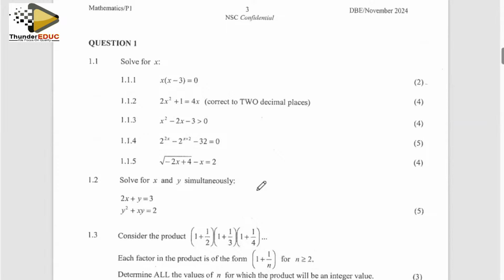And 1.1, they want us to solve for x. So what we can see is that in 1.1.1, we have dot product, or we have vectors. So x multiplied by x minus 3 is equal to 0. So in this case, either the x is a 0, or the entire bracket x minus 3 is equal to 0. When we solve this, x must give us a positive 3. So x is a 0.